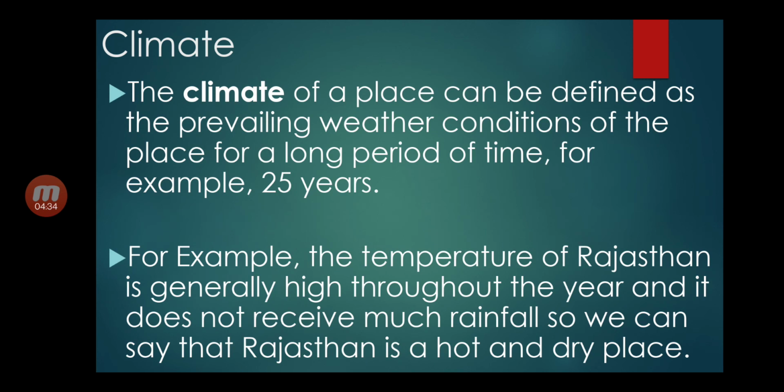The climate of a place can be defined as the prevailing weather conditions of the place for a long period of time. For example, 25 years. For example, the temperature of Rajasthan is generally high throughout the year and it does not receive much rainfall, so we can say that Rajasthan is a hot and dry place.